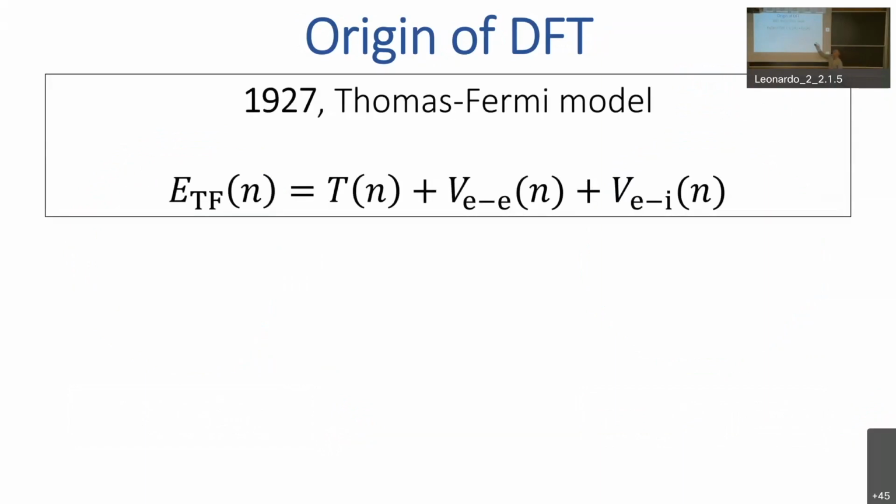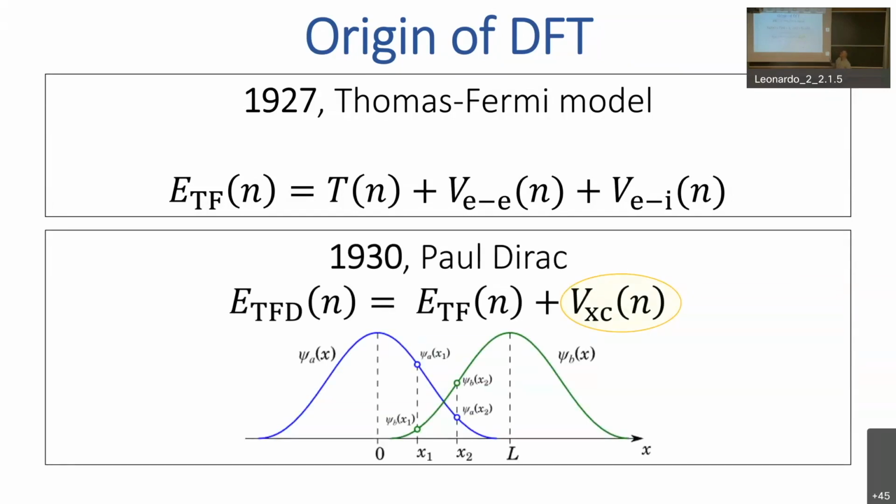At this point, I have to introduce to you the origin of DFT. In 1927, Thomas and Fermi introduced a model where it's possible to describe the total energy of a system in terms of the electron density. But in this case, it was possible because we were in the approximation of considering electrons as non-interacting particles in a homogeneous gas with constant density. And 3 years later, Paul Dirac added the term that takes into account the overlap of the wave functions, the interaction energy due to the overlapping wave functions. That is called the exchange correlation term. So this is the starting point of DFT.